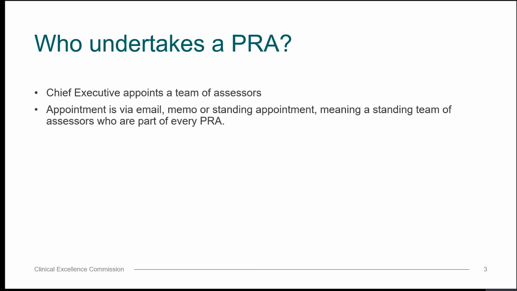The PRA is completed by a team of assessors who are appointed by the Chief Executive. The appointment process is formalised via a memo or email, and some districts may have a standing appointment for PRA assessors, meaning there's a standing team who are part of every PRA.